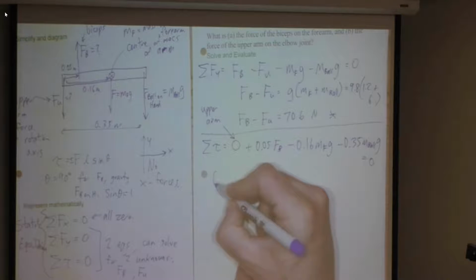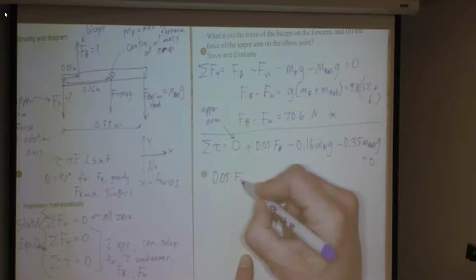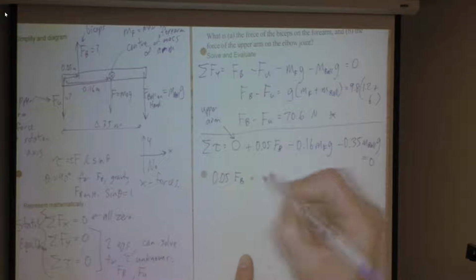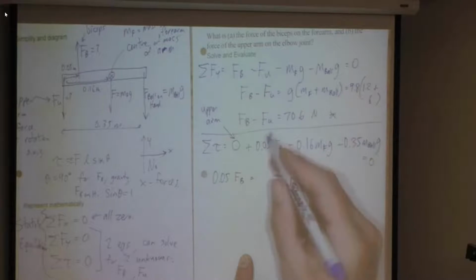So I solved that one out. I got 0.05 times the bicep. There is no upper arm, so this is going to be easy. We're just going to solve for F sub B, and then we can plug in here to solve for F sub U.